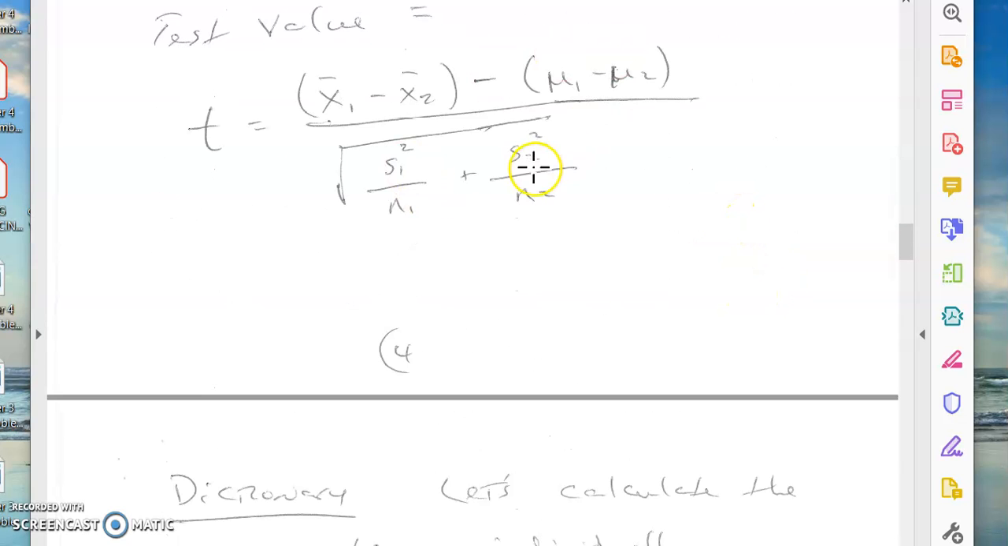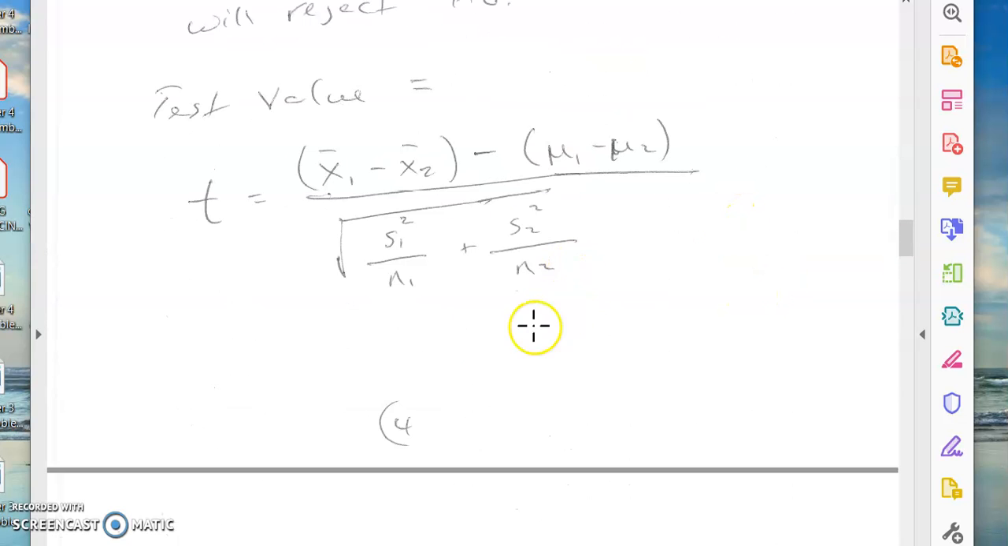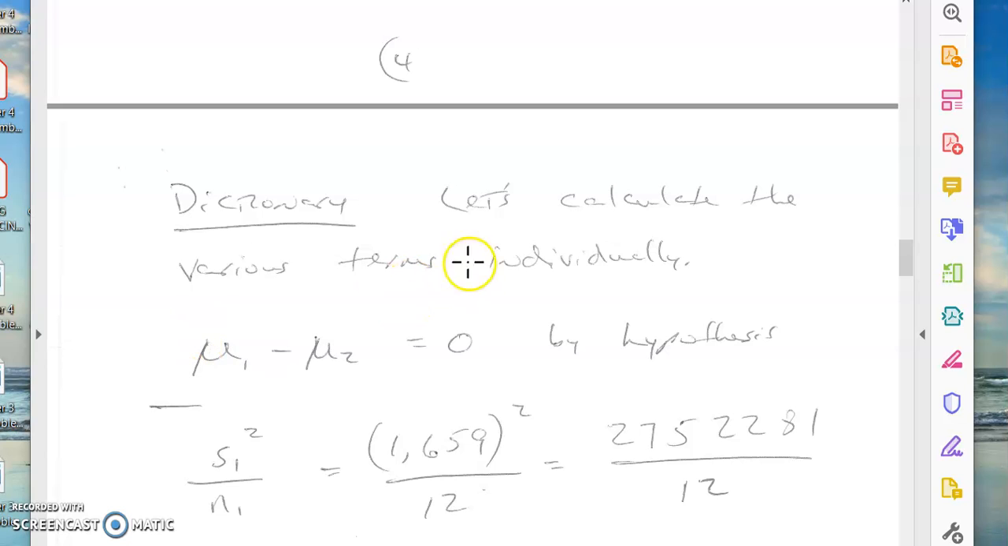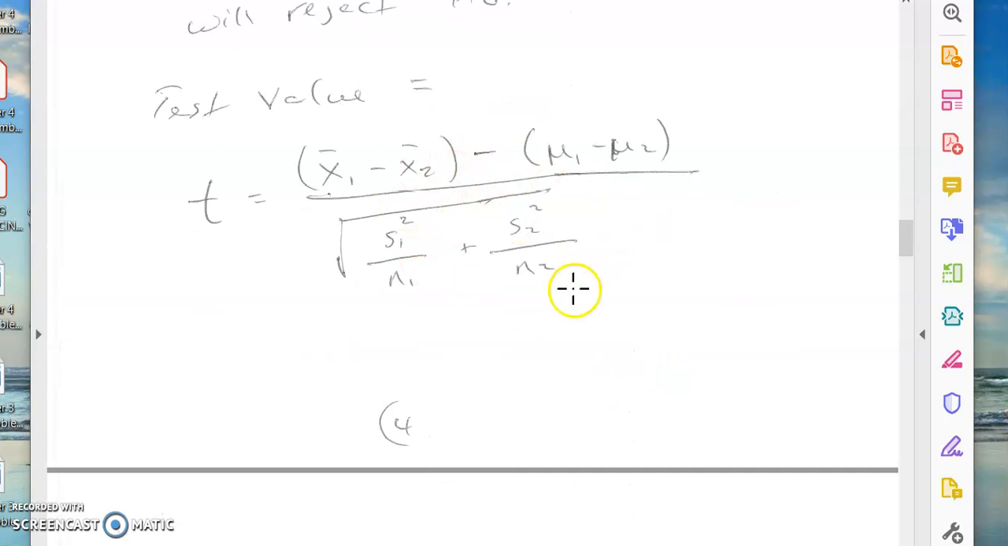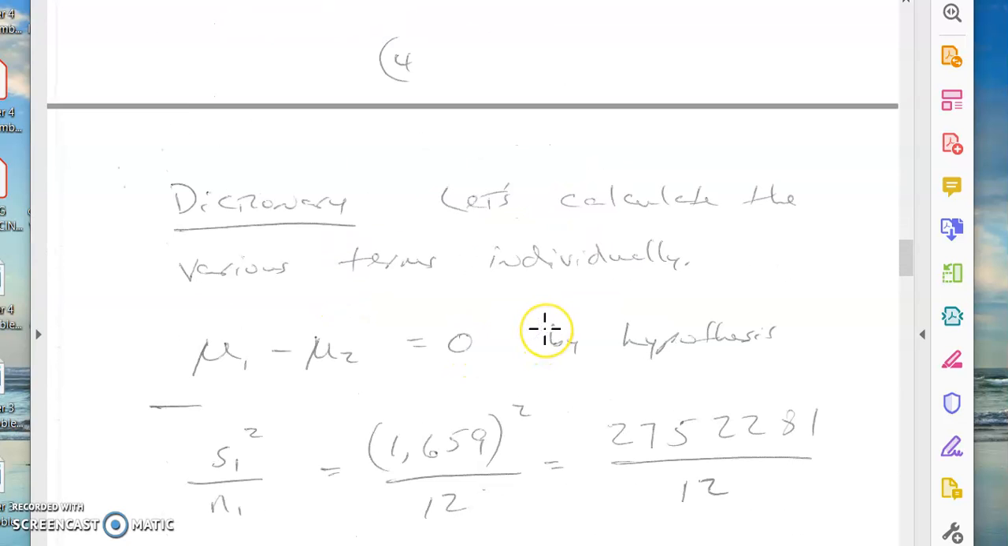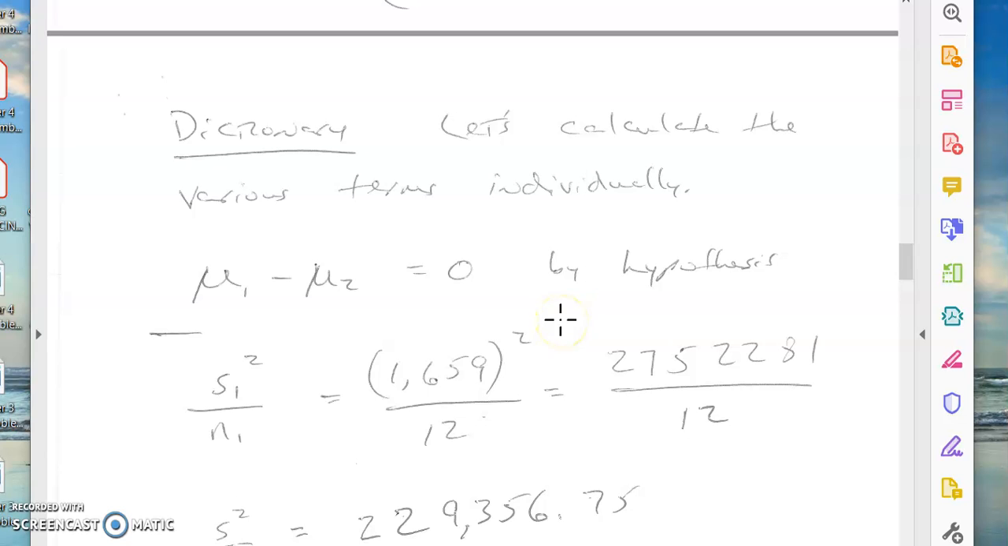Okay, so there's the formula. What I do when I have something like this, it's too awkward to try to scribble out the calculations on the same page. So what I do is I do what I call a dictionary. I calculate the various terms individually. How many terms have I got? I got this one here, this one here, this guy, this guy, then I take the square root of those. It really isn't as hard as it looks. Just do them one at a time is my advice.